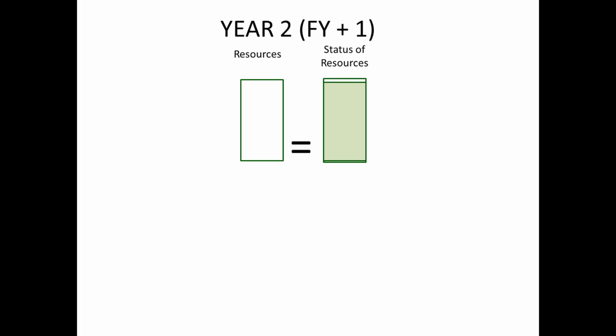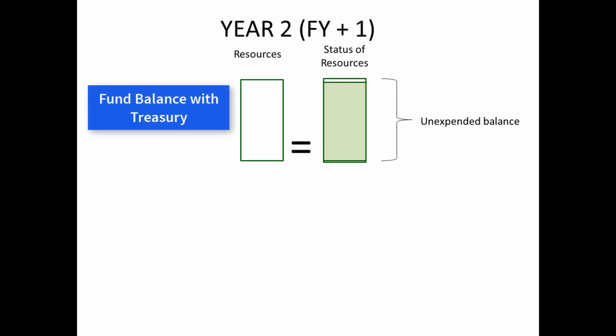At the beginning of year 2, note that the sum of the obligated unpaid balance and the unobligated balance, collectively referred to as the unexpended balance, will always equal the resources in the account. You may hear these resources referred to as the fund balance with Treasury.